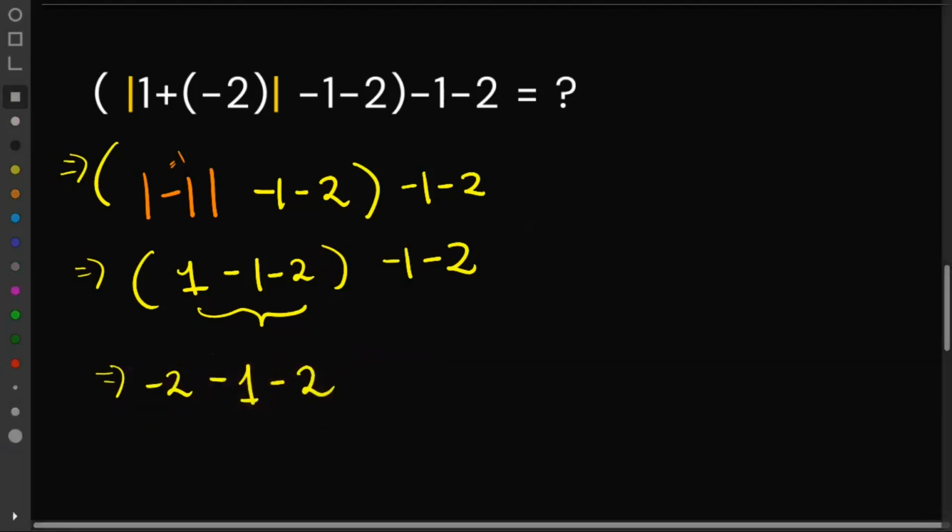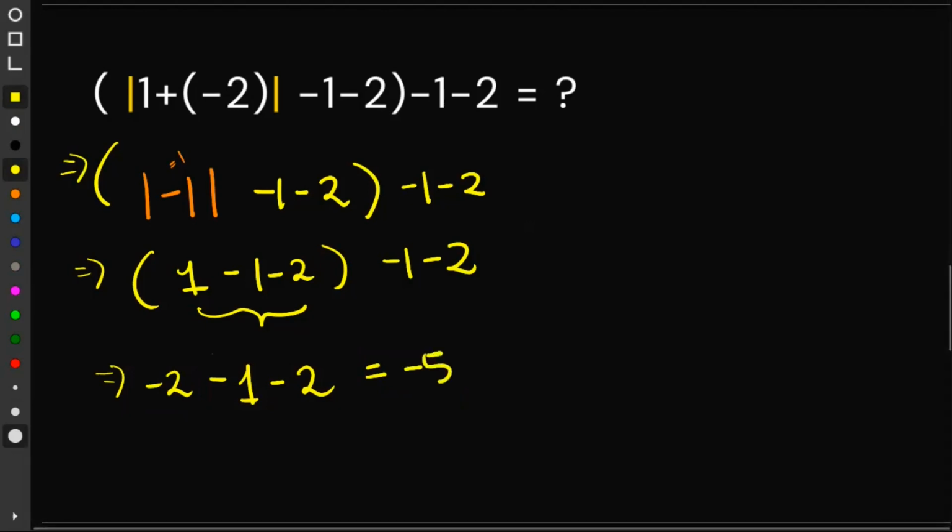Now, since all of these are subtraction symbols, we can simply subtract all of this. So negative 2 minus 1 would give us negative 3, minus 2 would give us negative 5. And that is the answer.